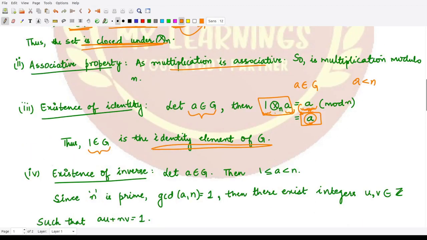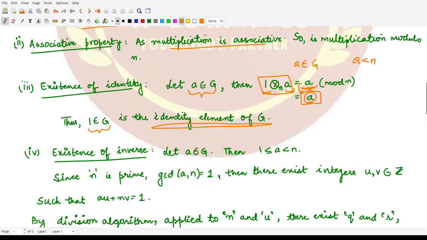For the next part, we want to prove the existence of inverse. For this, if we take some element a from G, we have to find what a inverse is. Is it also present in G for all the elements? If yes, then it would be a group. Now let's take element a from G. It would either be 1, 2, 3, 4 up to n minus 1, so you can write it as either equal to 1 or greater than 1 and less than n.